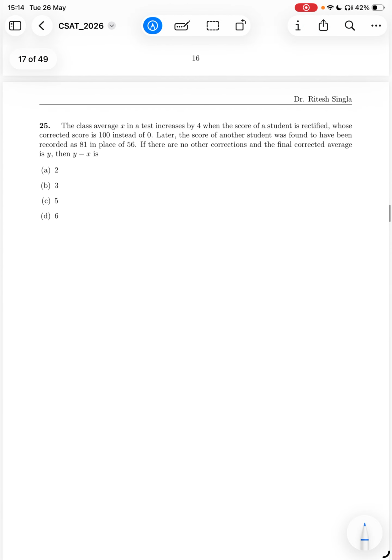Let us move to the next question, which is question number 25. It is saying that the class average x in a test increases by 4 when the score of a student is rectified, whose corrected score is 100 instead of 0. Okay, suppose we have n number of students first of all, because we want to take the average. What it is saying is initially the class average was x, which increased by 4.